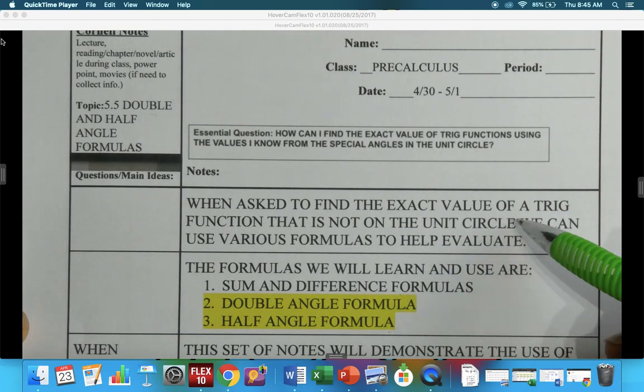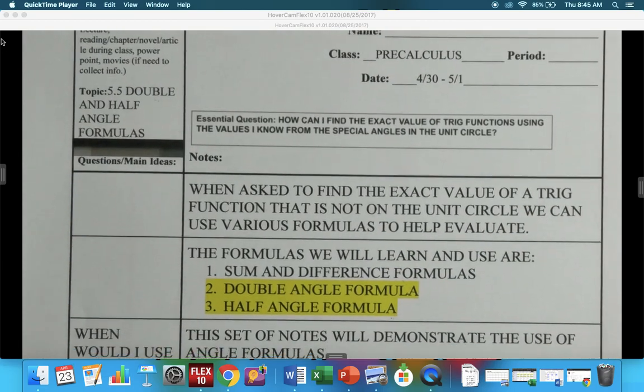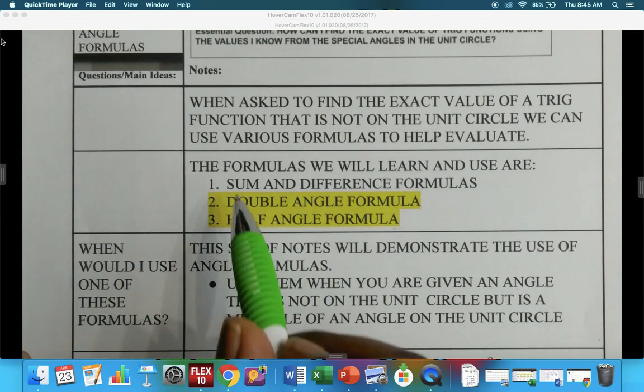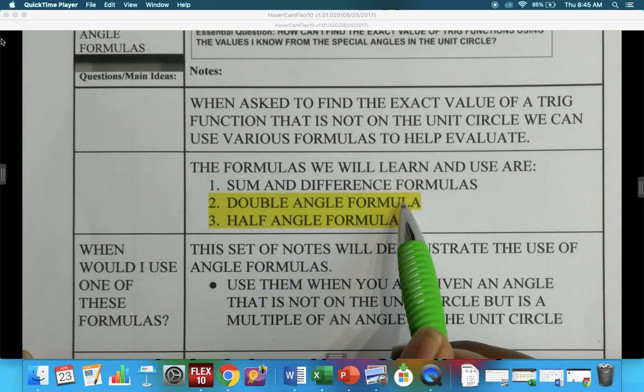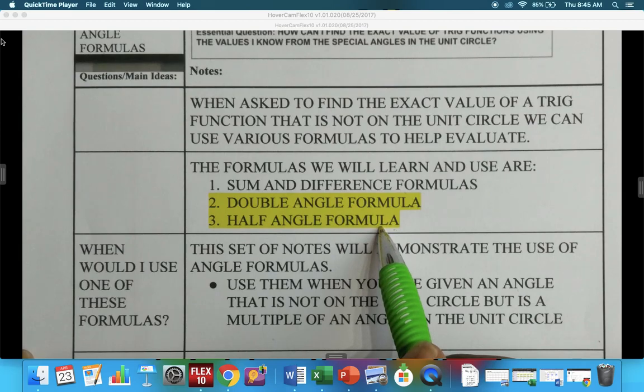When we're asked to find the exact value of a trig function that's not on the unit circle, we can use some formulas to help us out. Last section, we looked at the sum and difference formulas. Now we're looking at the double and the half angle formulas.